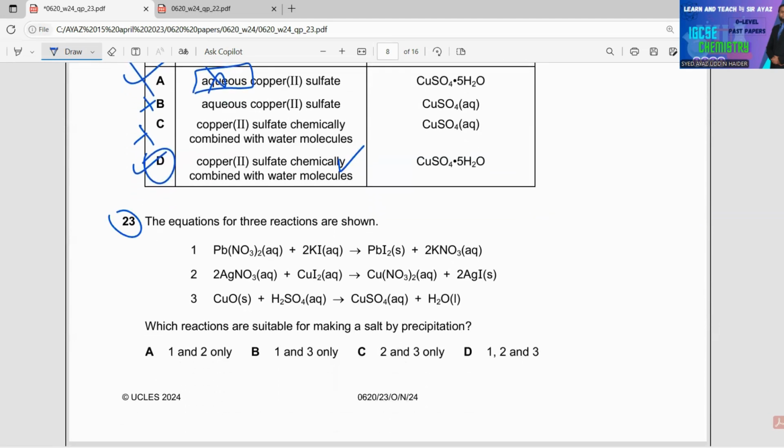23. The equations for 3 reactions are shown. We have 3 reaction equations. Which reactions are suitable for making a salt by precipitation? Remember, in precipitation, you are getting an insoluble salt. So we'll see the reactions. Reactions 1 and 2 give an insoluble salt, and reaction 3 is not giving an insoluble salt. So 1 and 2 are correct. So A must be the right answer in this case. All the other choices are incorrect.